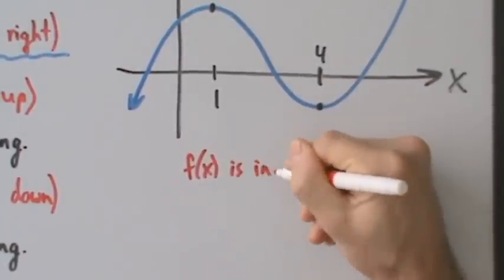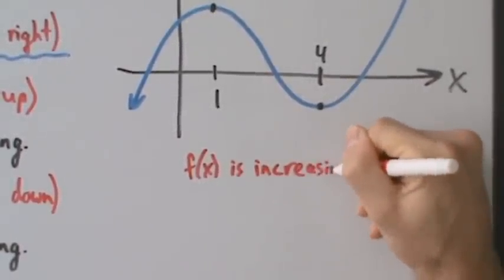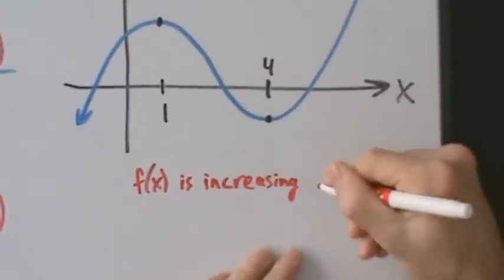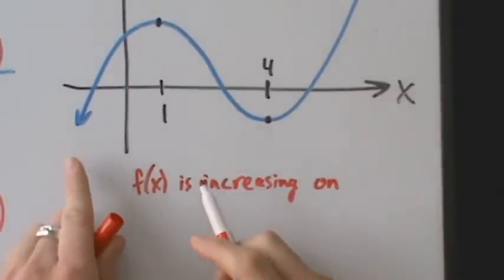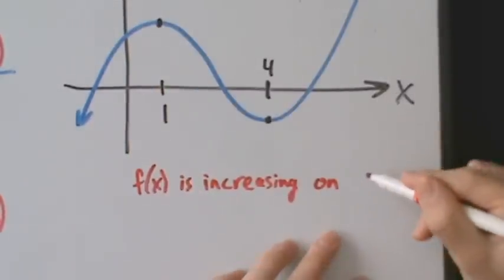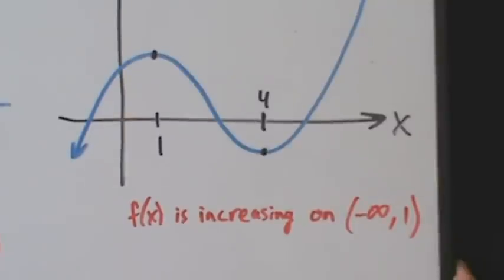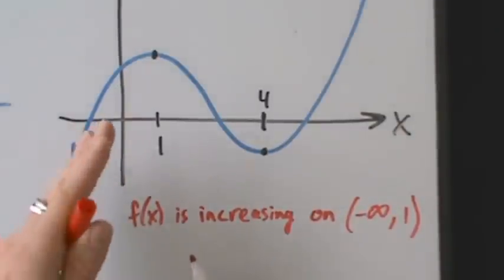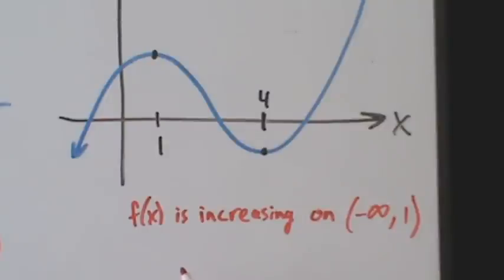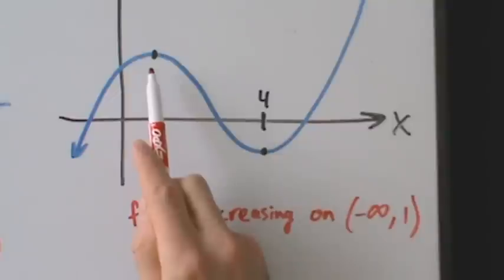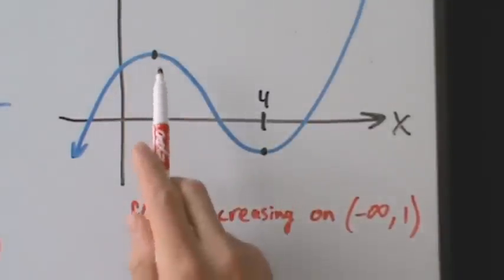is increasing on this interval here from negative infinity all the way up to x equals 1. So on negative infinity up to 1. It's negative infinity to 1 because here this function is increasing the entire time it comes in from negative infinity. So x comes in from all the way over here, and the whole time x is coming in, it's increasing that entire time up until you get to x equals 1. Then the function turns around and starts decreasing.